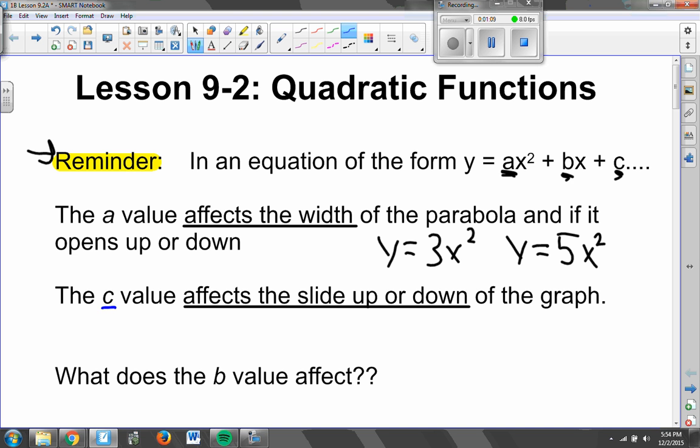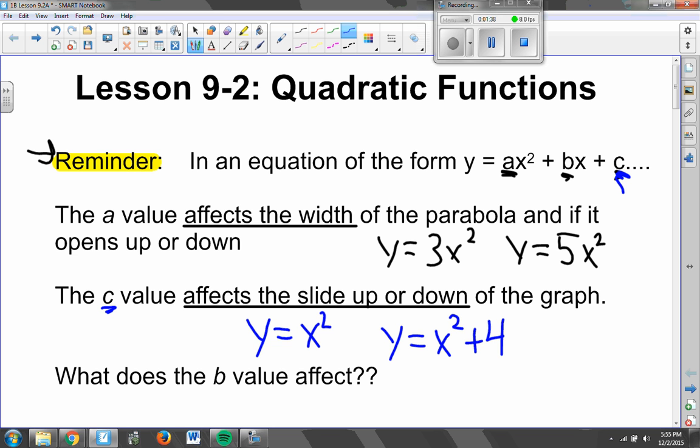The c value, as we looked at in our last video, affects the slide up or down of the graph. So the c value right here affects the up or down slide on the y-axis. We looked at the difference between y equals x squared, a regular x squared graph starting at 0, and y equals x squared plus 4, where we slid up 4 units. I hope you remember that.